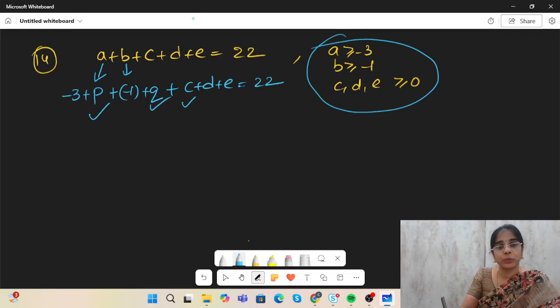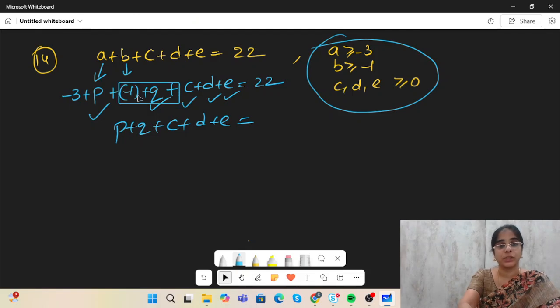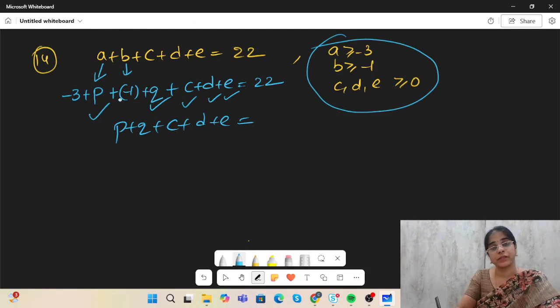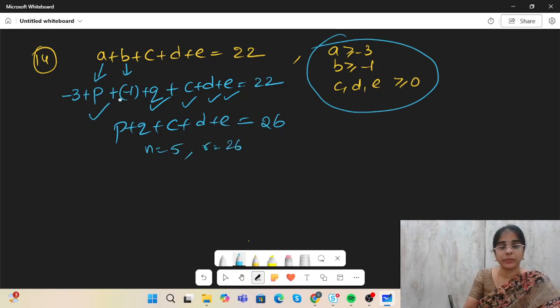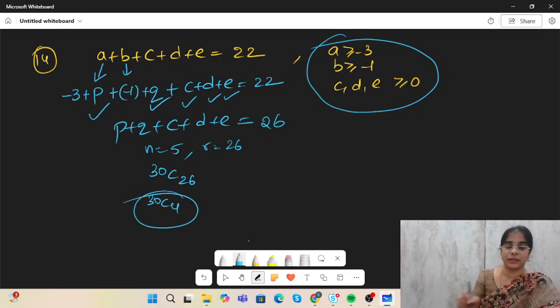Now, p plus q plus c plus d plus e equal to 22 here. Now, minus 3 minus 1. How much is minus 3 minus 1? That is your minus 4. It goes there as plus 4. That is your 26. Now, your n is 1, 2, 3, 4, 5. R equal to 26. Apply multinomial theorem. That is 26 plus 5 minus 1. That is 30 C 26, which is 30 C 4, will be your answer there. Right.